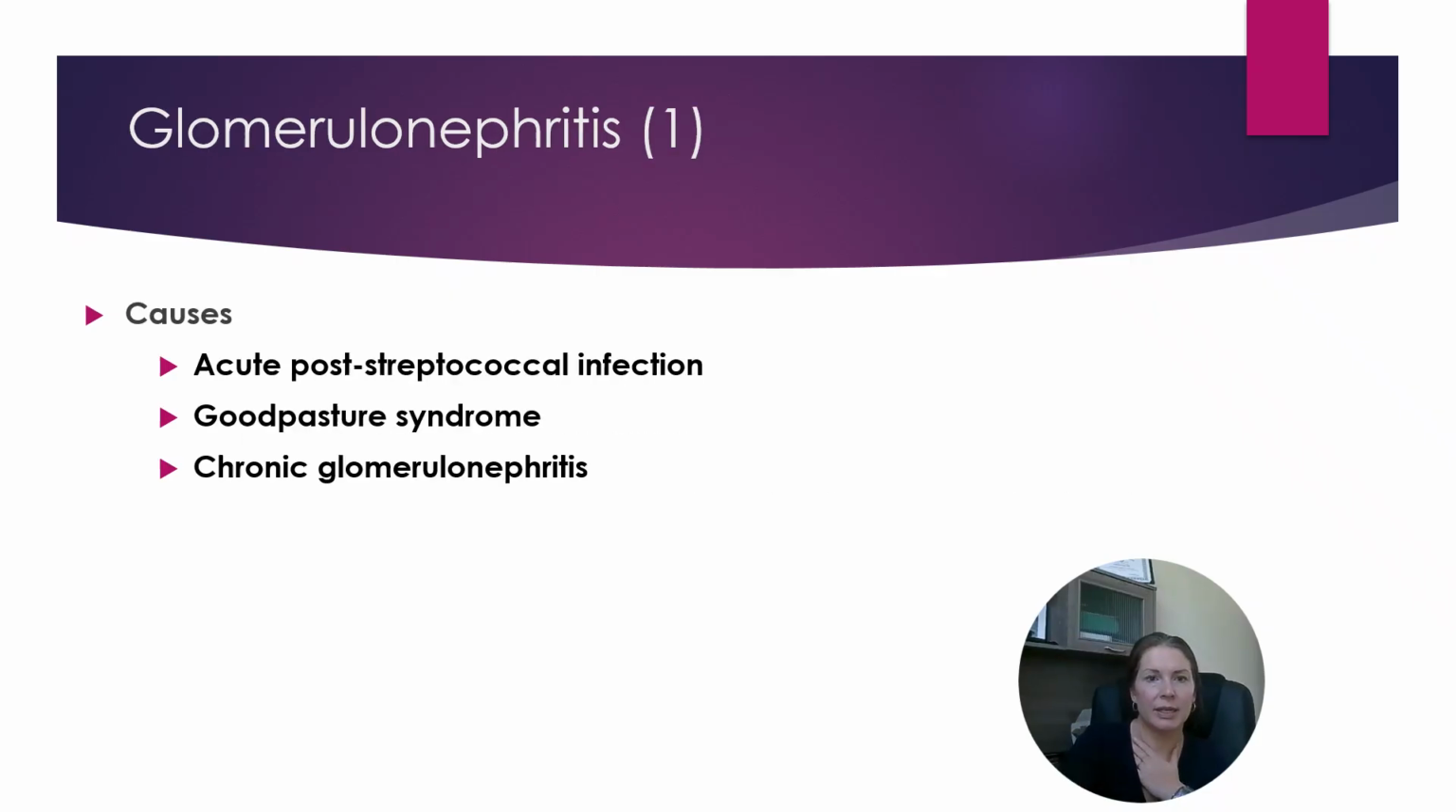Alrighty, the causes of this can be an acute post-streptococcal infection, Goodpasture syndrome, which I'm not quite sure what that is, and then chronic glomerulonephritis. I'll take a second and look up what Goodpasture syndrome is. Okay, so Goodpasture syndrome is a rare and potentially fatal autoimmune disorder that attacks the lungs and kidneys. Okay, never even heard of that.